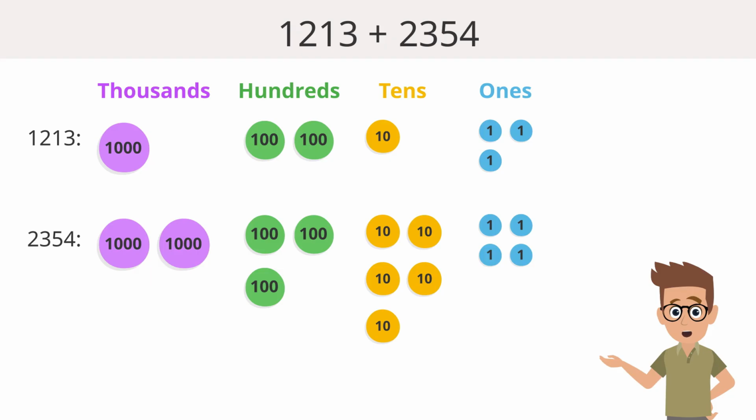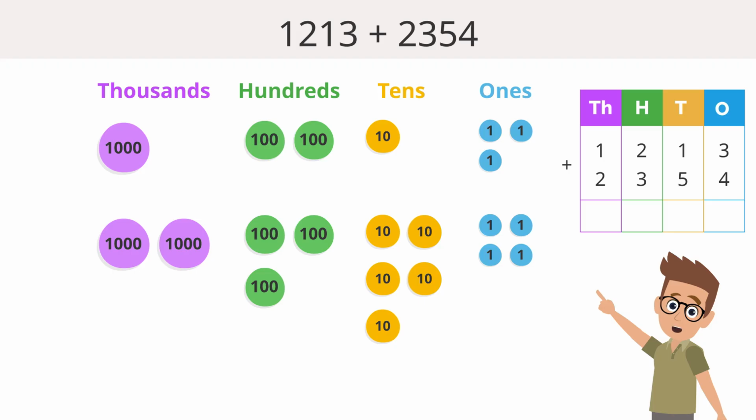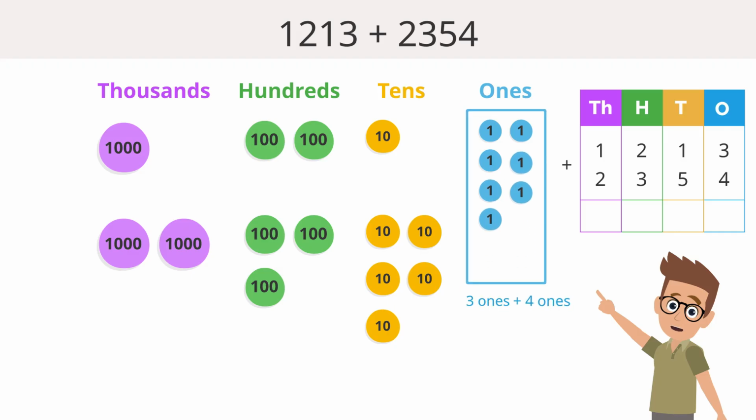We can show our working in this place value chart. We start adding from the smallest place value. So, we add the ones first. 3 ones plus 4 ones equals 7 ones. We have 7 ones now, so we write 7 in the ones place.